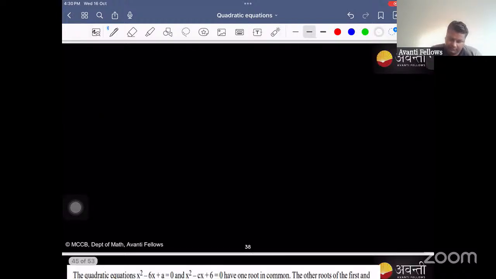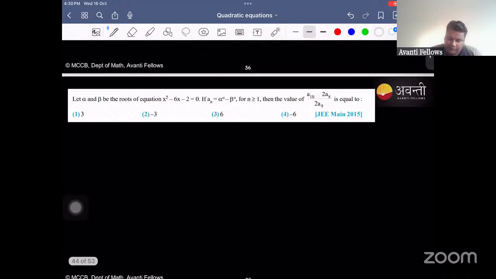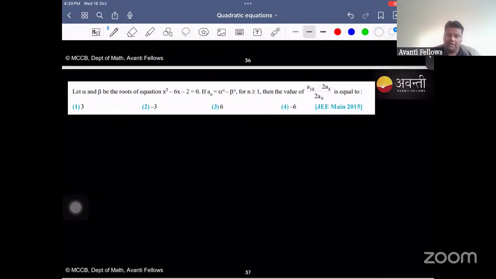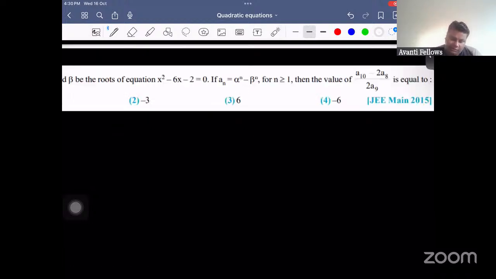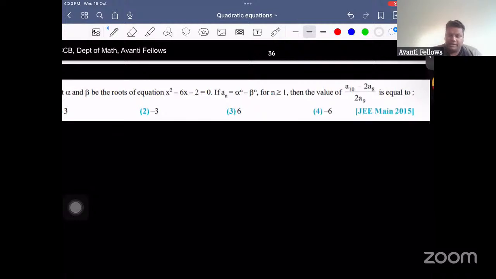Now, try this question. Very good question. This came in JEE Mains 2015. This question also came in JEE Advanced once. Alpha, beta are the roots of this equation. An is alpha to the power n minus beta to the power n. Find the value of (A10 minus twice of A8) upon twice of A9.